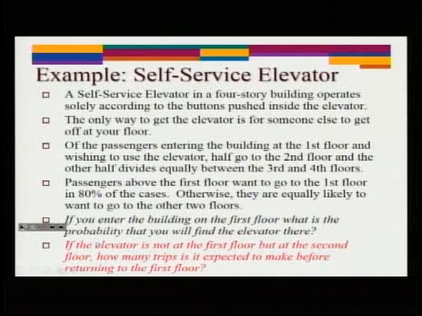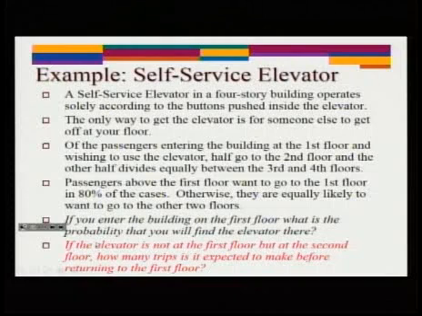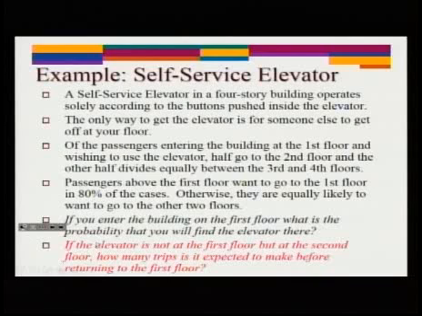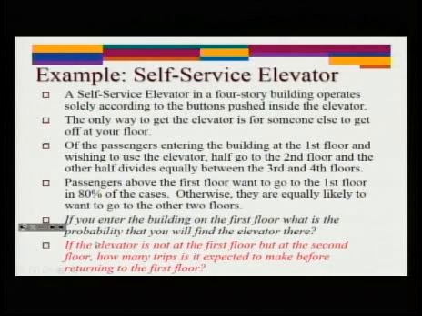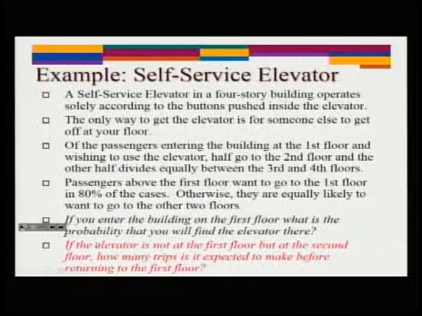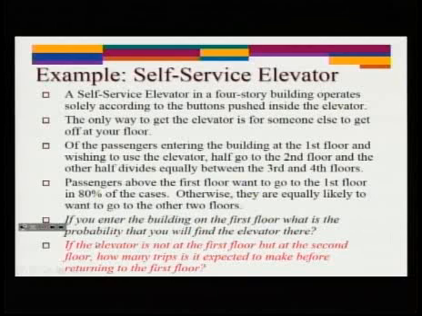And we assume that the passengers who enter the building at the first floor wish to use the elevator, and half go to the second floor, and the other half divides equally between the third and the fourth floor. We also assume that the passengers above the first floor want to go to the first floor in 80% of cases. Otherwise, they are equally likely to want to go to the other 2 floors. Okay, that is our assumption.